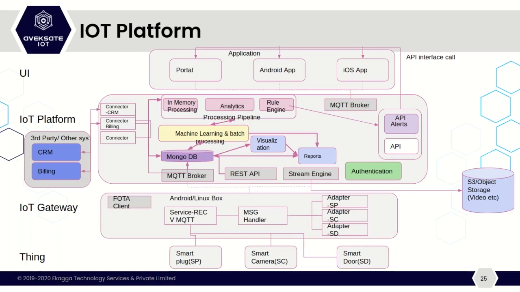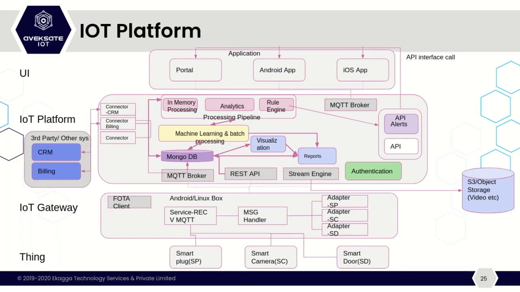Similarly, there are APIs or connectors available through which you can take the data out from the IoT platform to a CRM, or to billing, or to an enterprise solution, and vice versa. Through the enterprise solution you may get that data back to the IoT platform. So in a nutshell, this picture summarizes the different components.